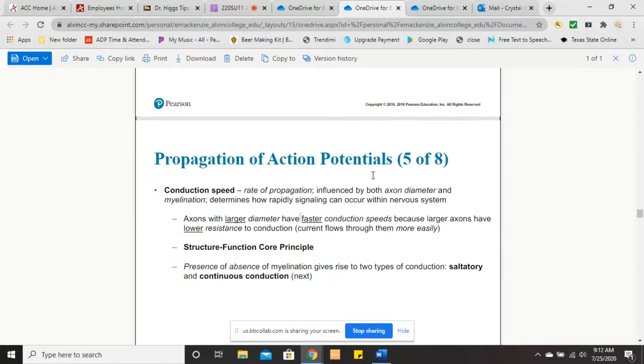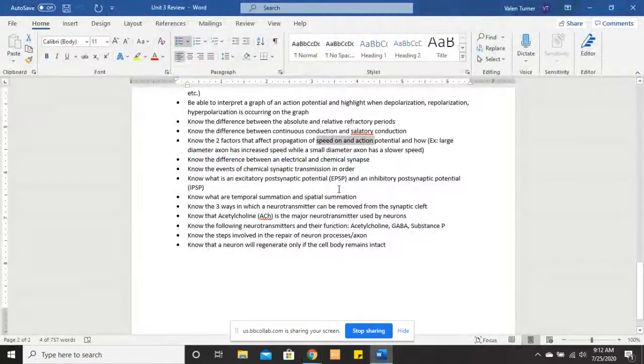The bigger diameter axon will have faster conduction than the smaller diameter axon. And the axon with myelin will go faster because it will do saltatory conduction than the neuron without myelin. That's doing continuous. So those are two major things that affect the speed: how big is the diameter of the axon and whether or not you have myelin.